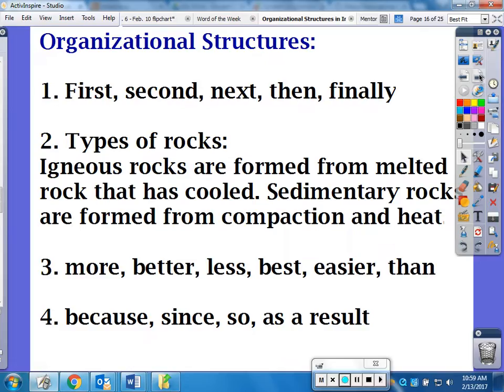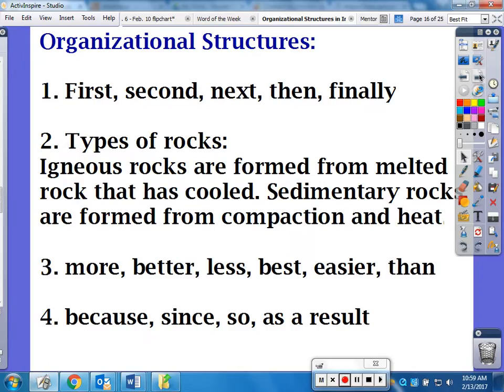Let's look at number 2. We have types of rocks. Igneous rocks are formed from melted rock that cools. Sedimentary rocks are formed from compaction and heat. I wonder what this can be an example of. If you said comparison and contrast, you would be correct.